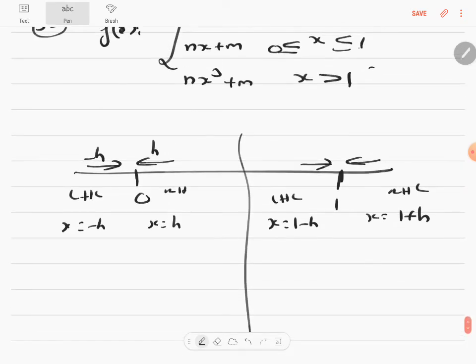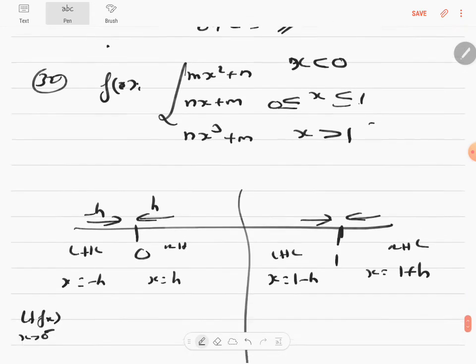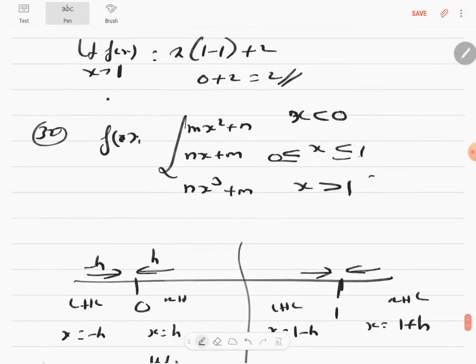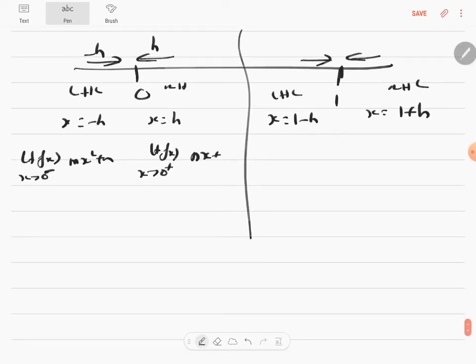So, let's approach the left hand limit of f of x, x tends to 0 from the left. Less than 0's formula is mx square plus n. Then limit of f of x, x tends to 0 from the right. The formula for 0 from the right is nx plus m. Correct?